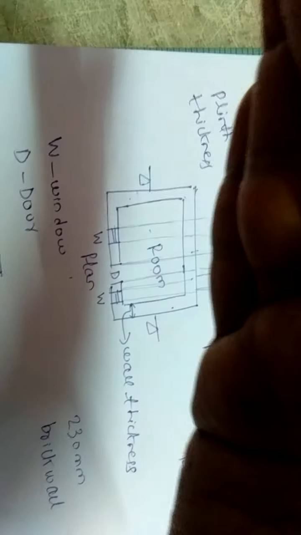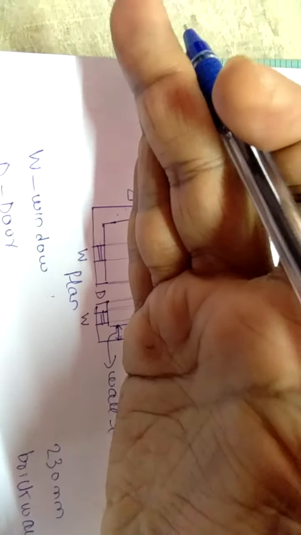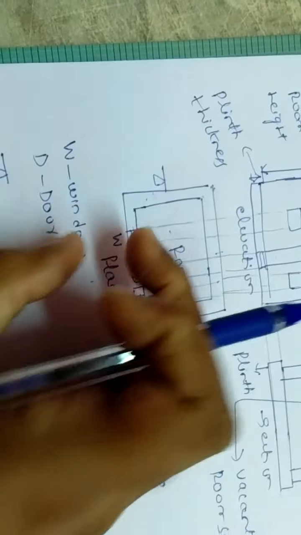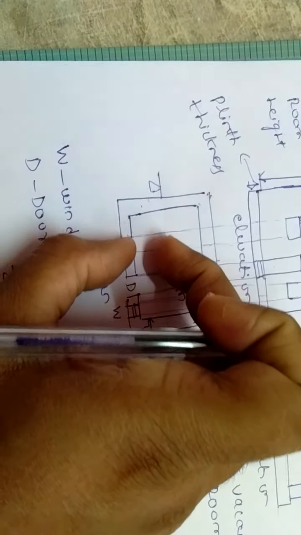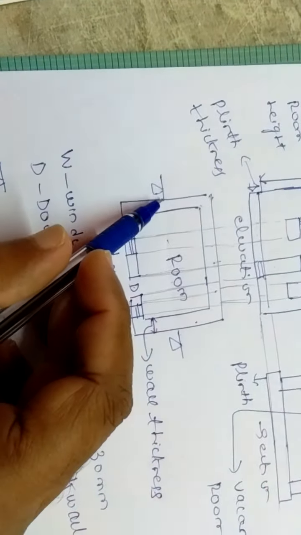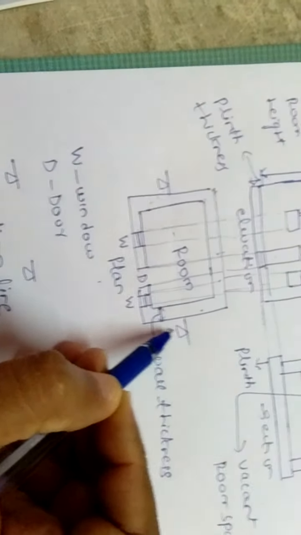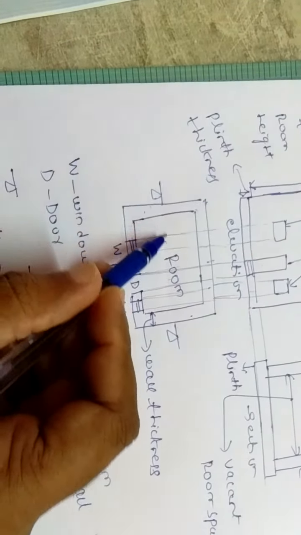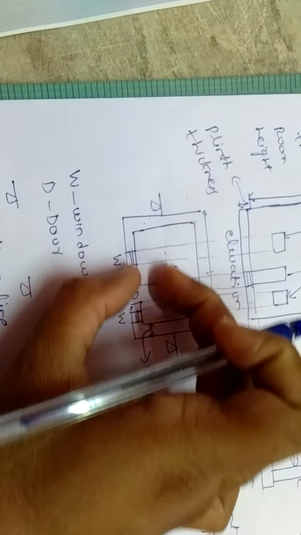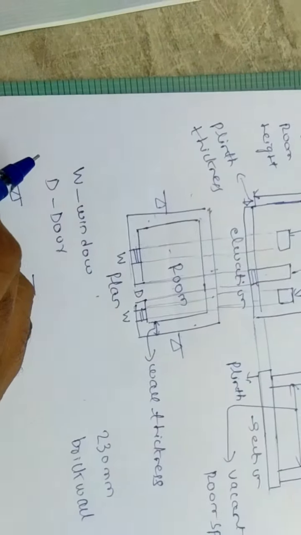I am waving my hand like this only for your imagination. I am cutting the slab, cutting the wall, cutting the plinth, and going through the foundation. This much part, I am showing it by my fingers, we are going to cut away. We are going to remove this much portion of the room and take it away. So this much part is cut and taken away.